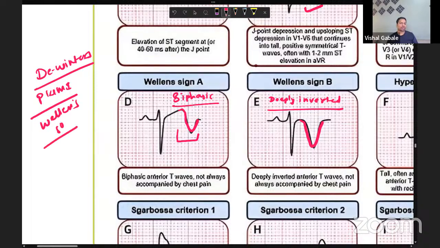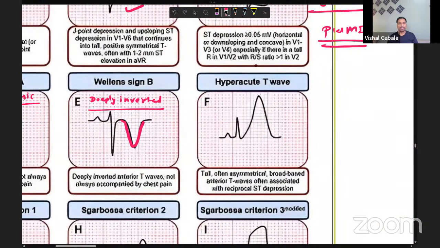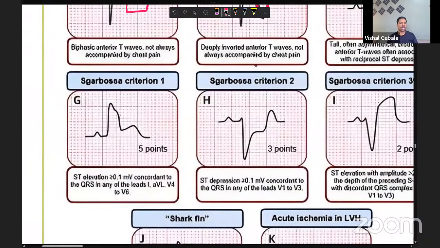We have two more. Let's see those now. Don't worry about that; when we see Wellens syndrome, we will explain the Wellens sign. Then we have hyperacute T wave, which is again one of the STEMI equivalents in the early phase. Then we have Sgarbossa criteria.